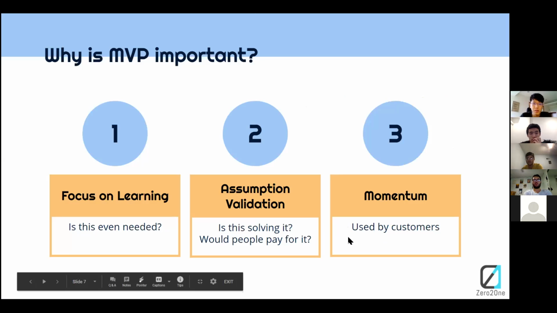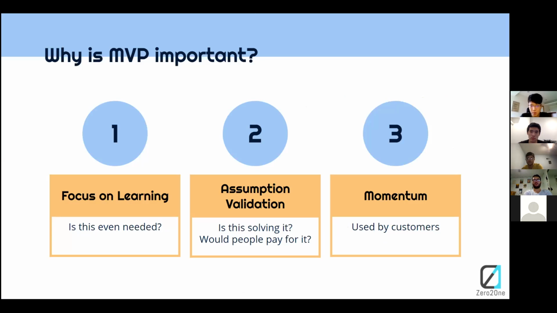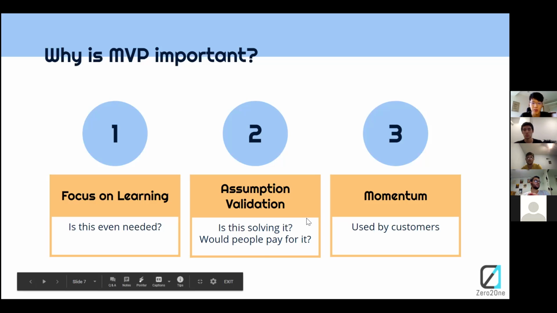Okay, so why is MVP important? Last time we figured that the market research answers some questions, and MVP can answer three key questions as well. First of all, is this solution even needed at all? Because even after market research, you still can't really dive deep into validating whether the problem is that important or that huge that people will pay for it, right?